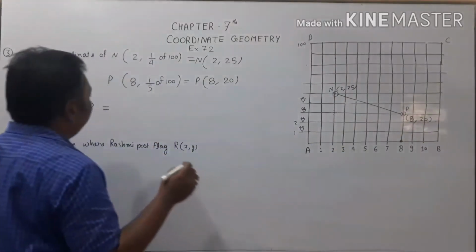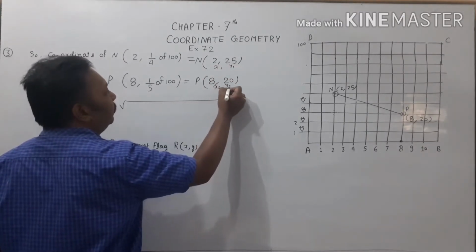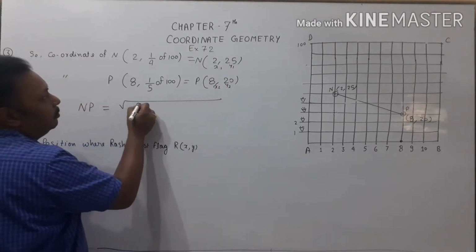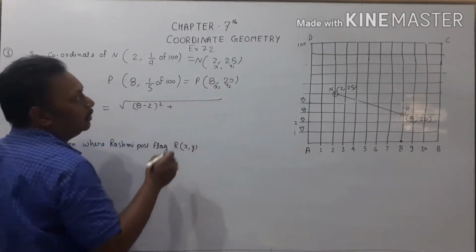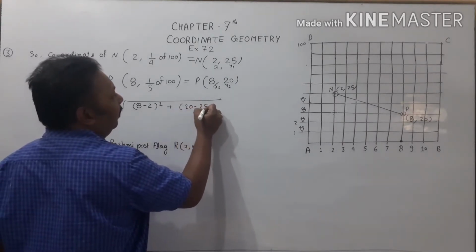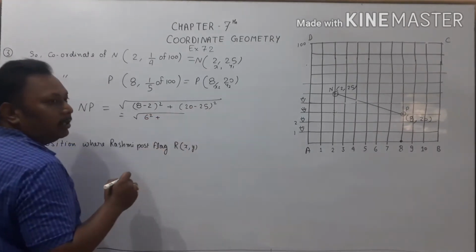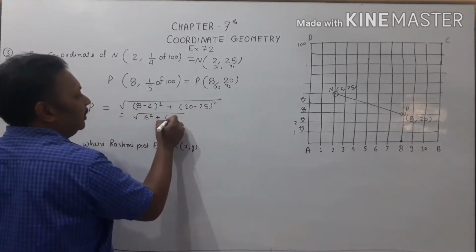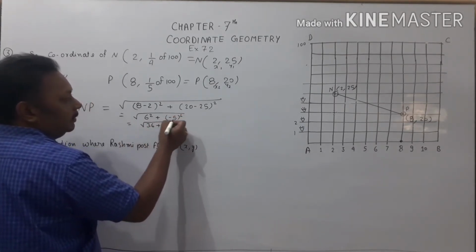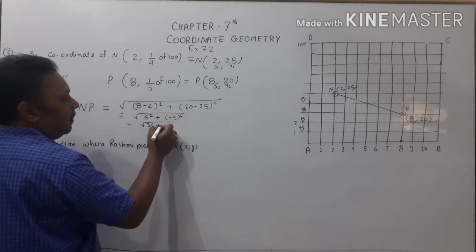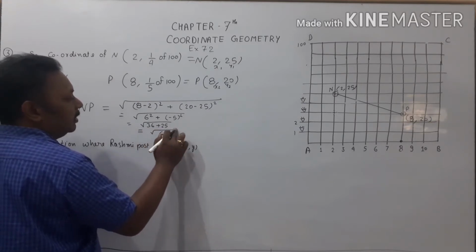So which formula do we apply? The distance formula. This point is (x1, y1), this point is (x2, y2). The formula is the square root of (x2 minus x1) squared plus (y2 minus y1) squared, so 8 minus 2 and 20 minus 25. We get 6 squared and minus 5 squared, which is 36 plus 25, so 61 units.